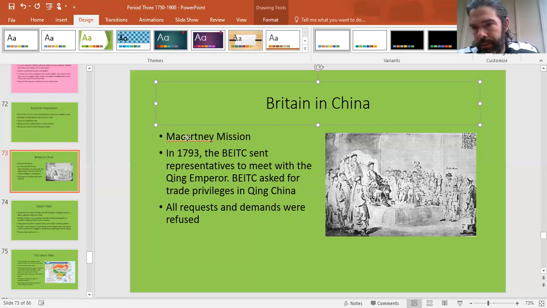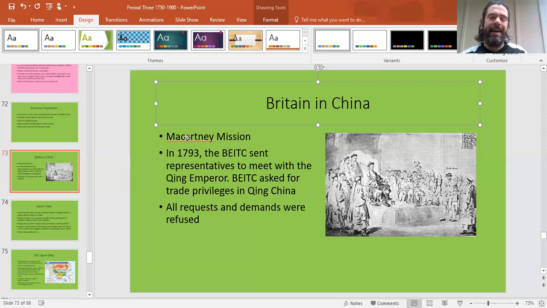The Qing Emperor refuses. The Qing Emperor is going to continue the Chinese policy of economic isolationism. Very famously, he calls the British East India Trade Company's representatives white barbarian dogs. Get out of here, he says. We don't want anything that you have. We don't want anything that you're peddling. You're lucky that we're letting you leave with your life. Do not come back. You are not welcomed here.